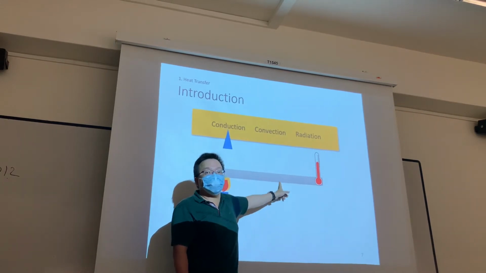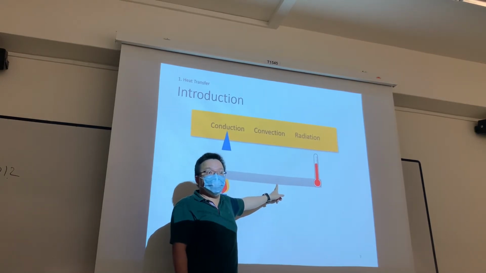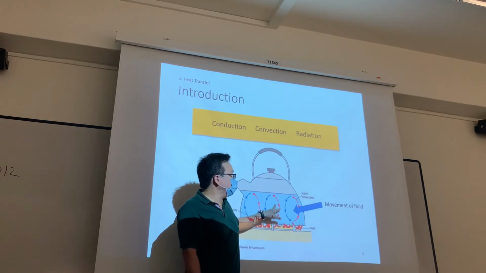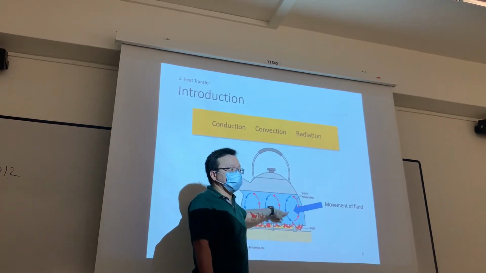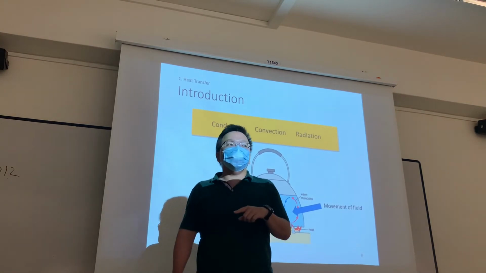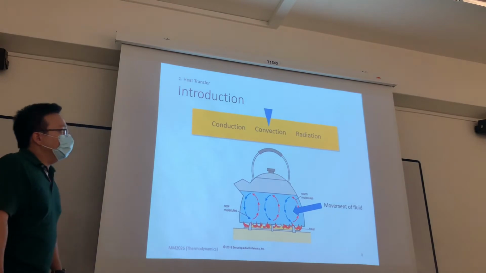This thing, solid, liquid or gas? Solid. You cannot see anything move because it's molecules moving. Whereas for this one, what is it? Liquid. So you can see the liquid move. Am I right? So this is how you identify between the two. And the last one.